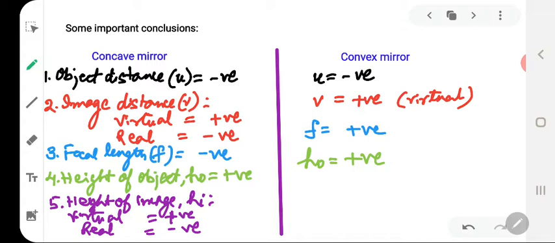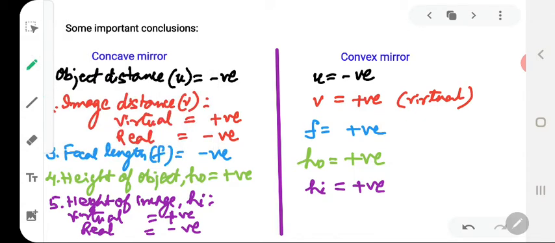We know that a concave mirror can form both types of images, but a convex mirror can form only virtual images. So in case of a convex mirror, height of image is always positive. So this is how we need to remember the sign convention for both types of mirrors, whether it is a concave mirror or a convex mirror.